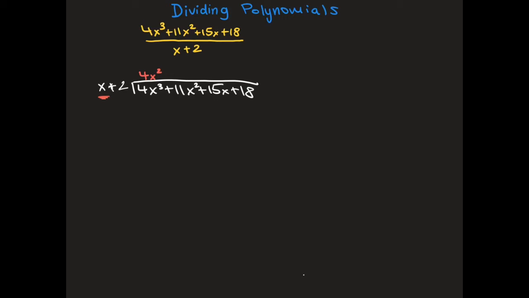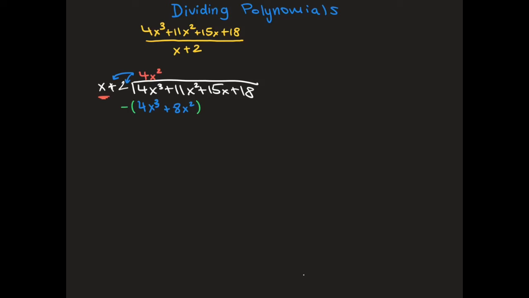So now what we'll get is 4x squared times x, 4x cubed, and then you multiply 4x squared by 2, and you get plus 8x squared. Now this is where the tricky part comes in. Once you get these two numbers that I've written in blue, you have to multiply that entire phrase by a negative. And now once we multiply by a negative, we've got negative 4x cubed minus 8x squared.